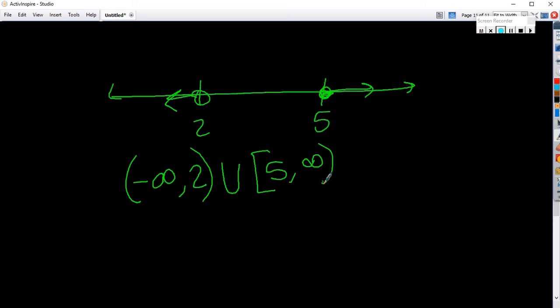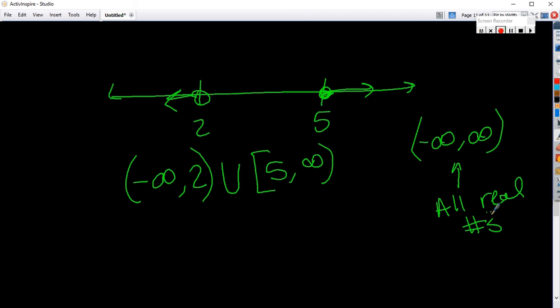What if I wanted to describe every single number on the number line? It's got to be in interval notation, though. Yes, this means all real numbers. That means everything. Okay, no restrictions.